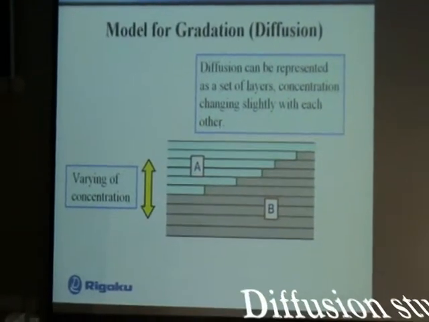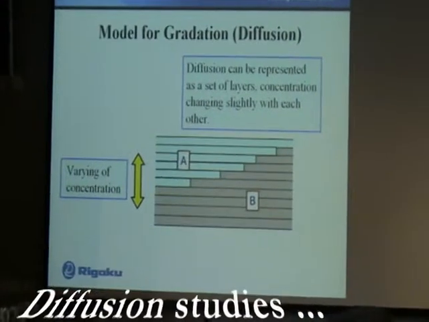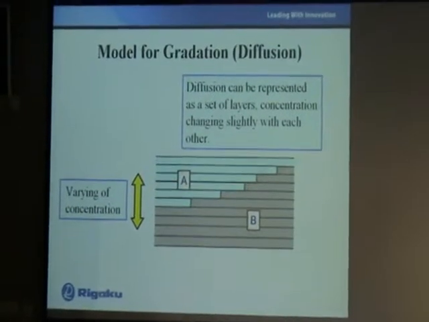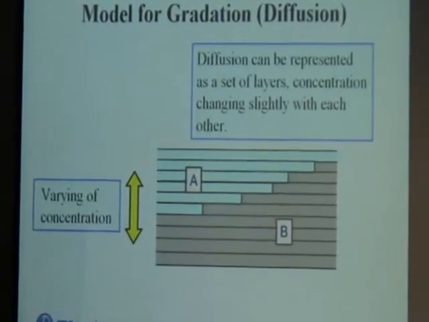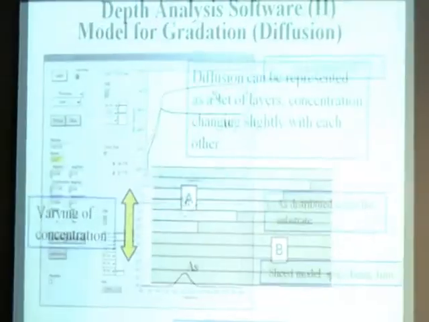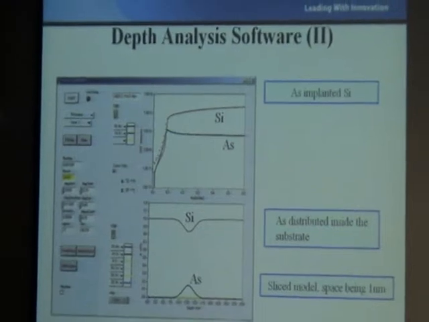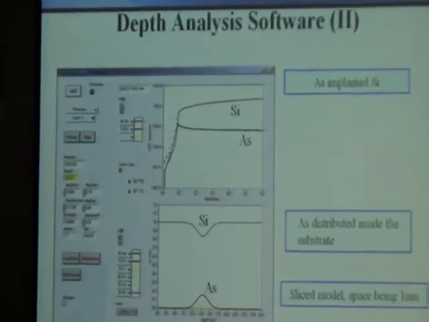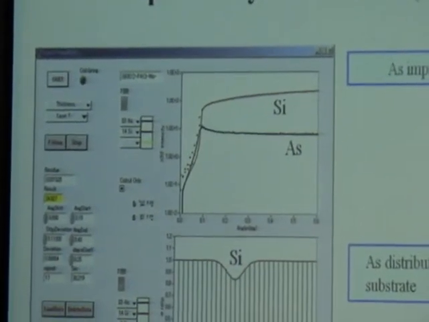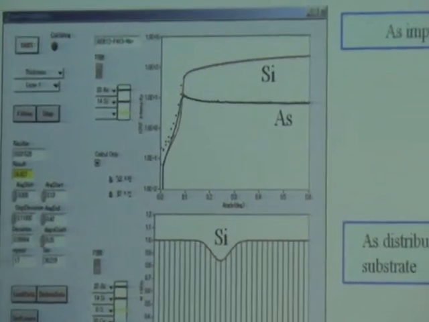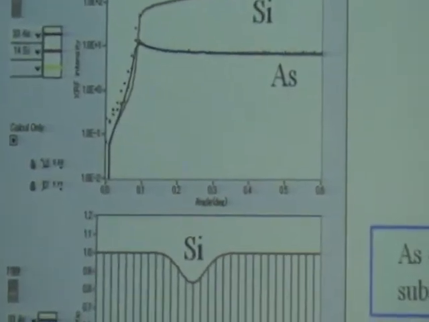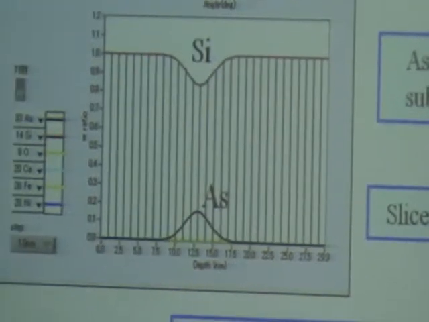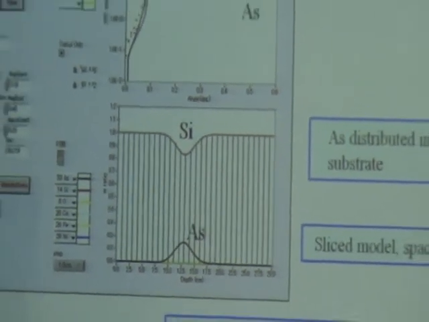Another is the gradation model. When we make slices in the sample and change the concentration a little, we give the model of the gradation. This is an example of arsenic implanted in silicon. In this case, the model is sliced, the spacing is 1 nanometer, and the function is given by an asymmetric Gaussian.